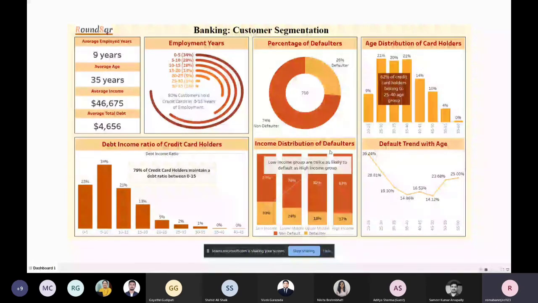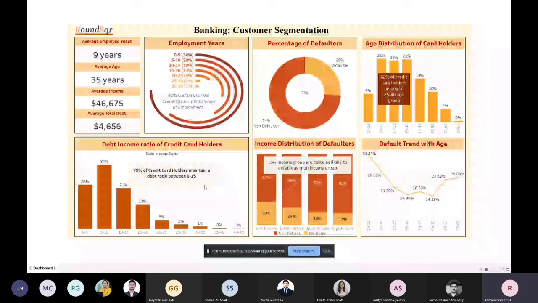Left to it is the income distribution of defaulters. Below we can see this is 33% for low income. So we have a higher rate of defaulting from the lower income group, which is almost twice that of the high income people. So we can conclude low income group are twice as likely to default as the high income group.